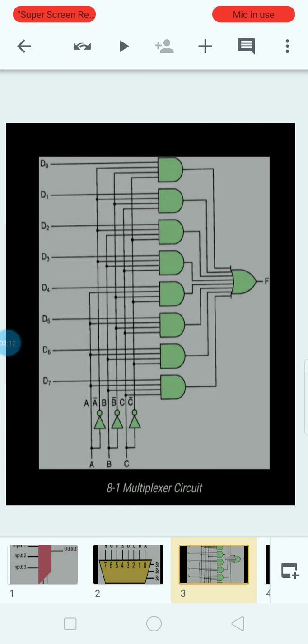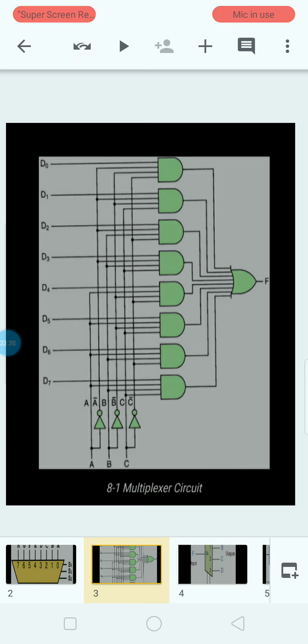In this 8 to 1 multiplexer, for any selection line input, one AND gate gives a value of 1 and the remaining AND gates give 0. And finally, by using an OR gate, all the AND gate outputs are added and this will be equal to the selected value.